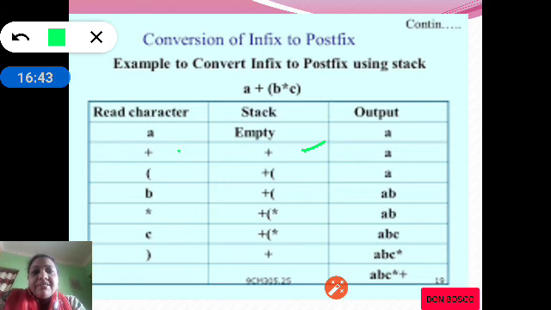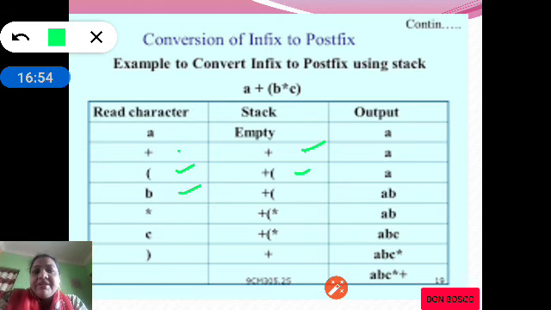The next scanned symbol is left parenthesis. If the scanned symbol is a left parenthesis, put it onto the stack. The next scanned symbol is B. B is an operand, put it onto the output string, that is the postfix string. The next scanned symbol is into. Into is an operator, so put it onto the stack. The next scanned symbol is C. C is an operand, put it onto the output.